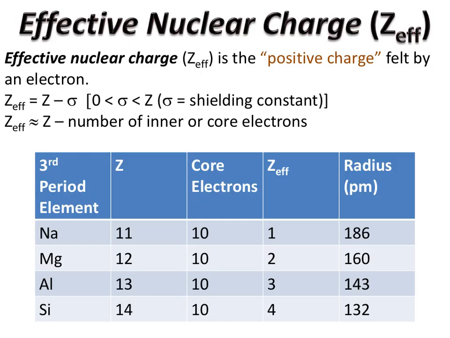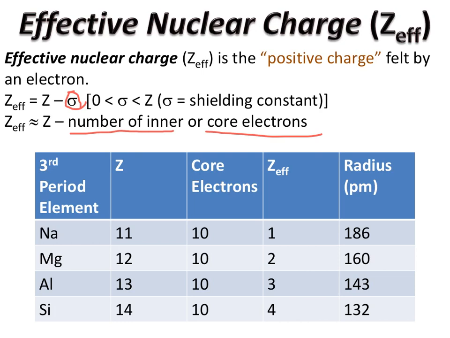Our first trend is the effective nuclear charge. Basically, we will define the effective nuclear charge as the positive charge felt by an electron where it is in its orbital. Especially, we're going to look at the effective nuclear charge of the valence electrons. A simplistic look at the effective nuclear charge is to subtract out a shielding constant here, which we're going to consider the number of inner or core electrons.